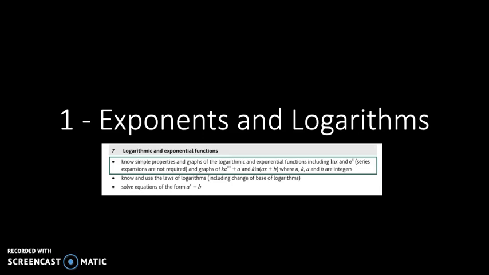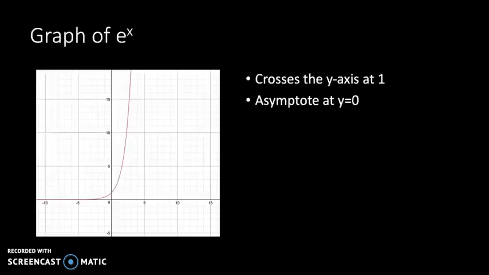So in this video, I'm going to go over what you need to know in terms of graphs for exponents and logarithms in terms of the Cambridge Additional Maths IGCSE from 2020 onwards. So the first graph we have here is of e to the power of x, and as you can see, it crosses the y-axis at 1, and it has an asymptote at y equals 0 here.